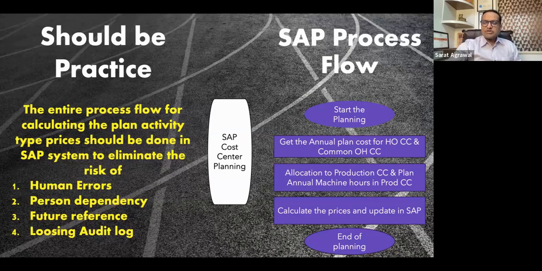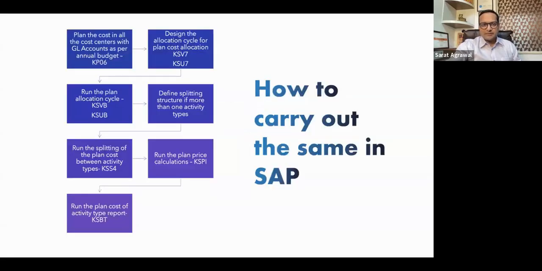The same process that is there in the process flow, SAP also follows a similar process, wherein we collect the plan cost at head office or common overhead, then allocate the plan cost of common overhead cost centers to the production cost centers, and from there the plan quantity of machine hours and labor hours is updated and the rate is calculated, and that is called the plan activity price rate. So now let us understand how this whole process works in SAP.